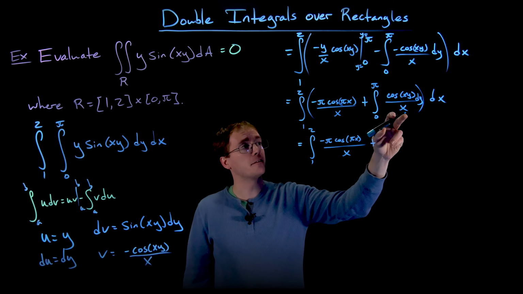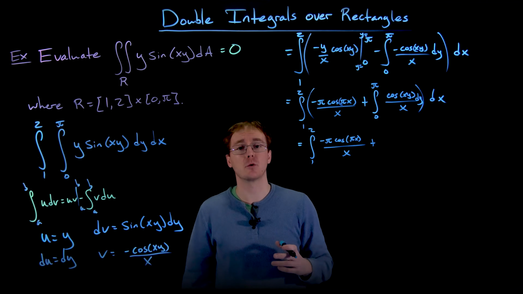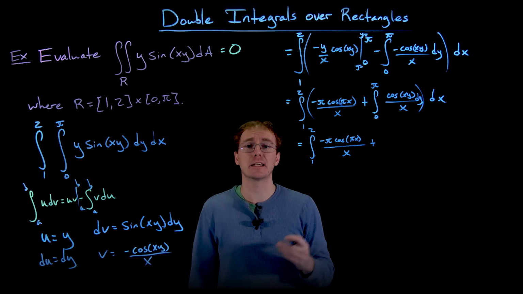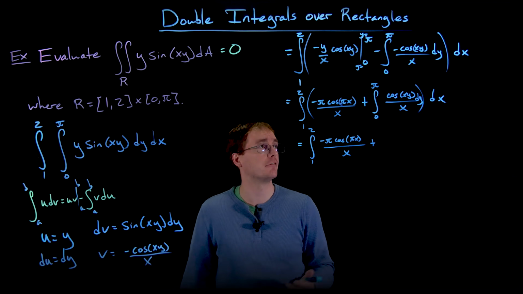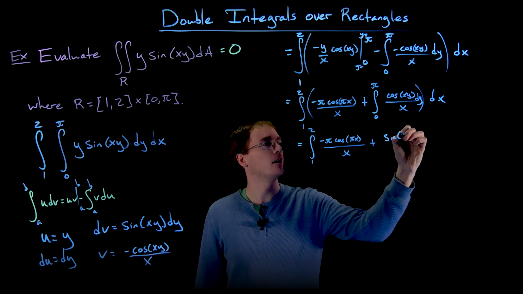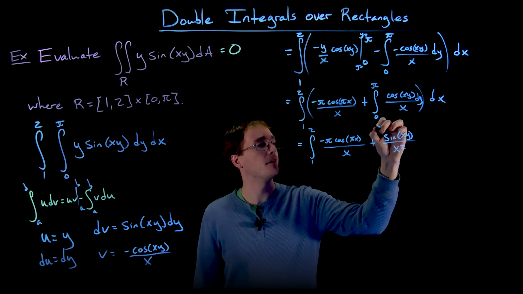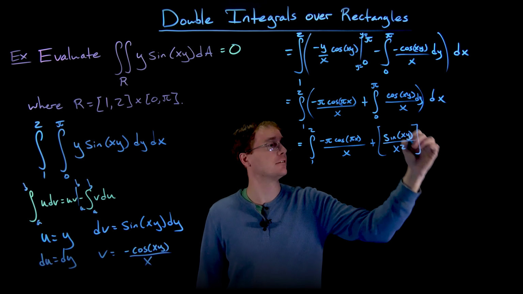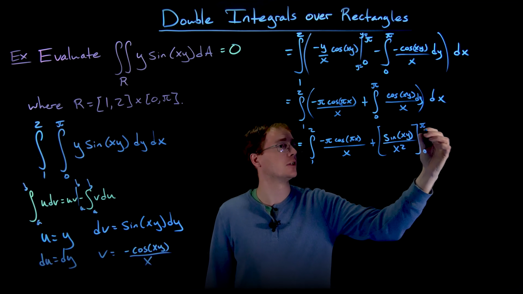And so now we can find the antiderivative of cosine of xy over x with respect to y, because remember, x is just a constant factor, and this is really almost just like integrating a cosine function. So what we're going to end up with is sine of xy over x squared, and this piece we still have to evaluate at our upper and lower limits of integration, which are y values.